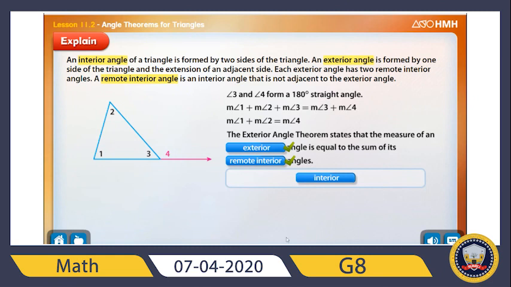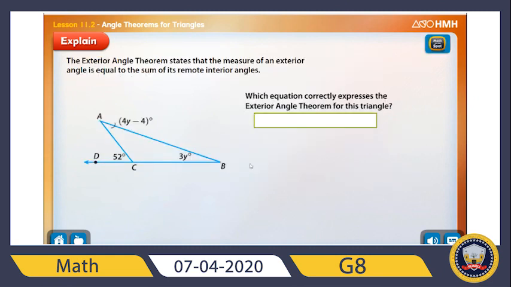Okay, very good. Now let's draw the theorem. The exterior angle theorem says that the measure of an exterior angle, for example this one, is equal to the sum of its remote interior angles. Again, what are the remote interior angles? They are the angles that are not next to the exterior angle. So angles A and B are remote interior angles for the angle 52 degrees.